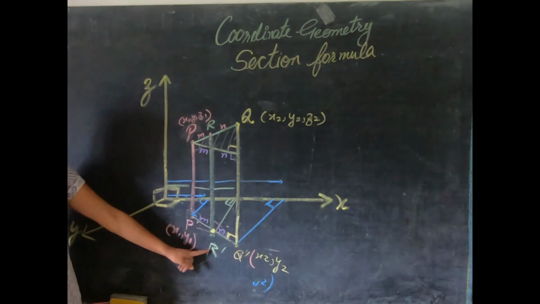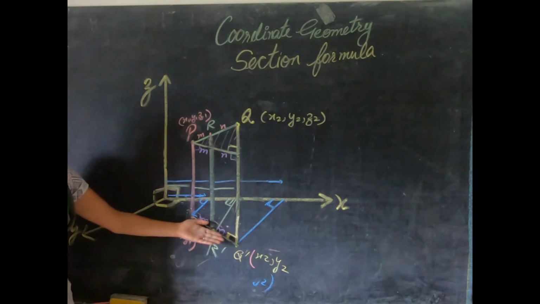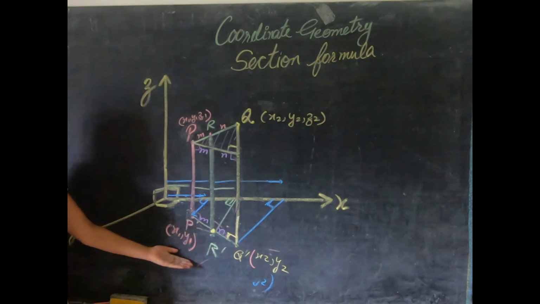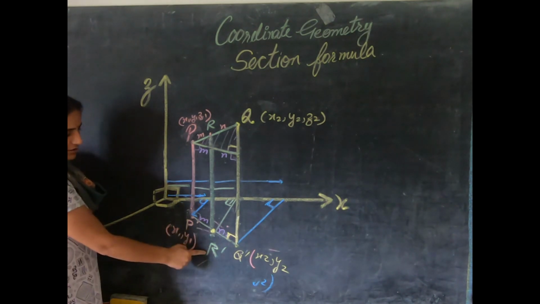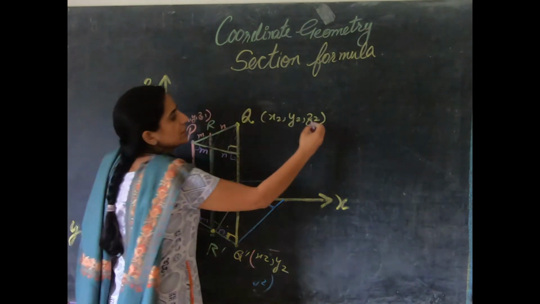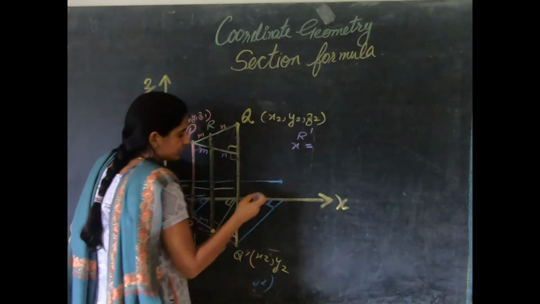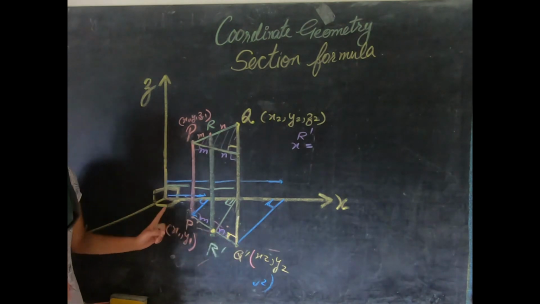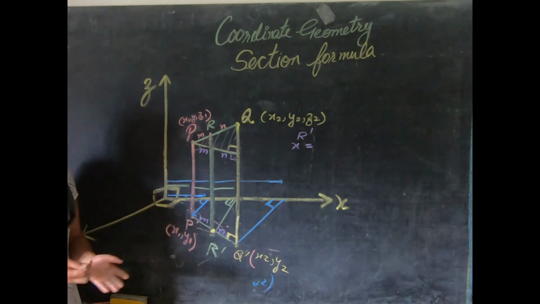So now, can we find out the coordinates of R dash? Yes, we can, because this is the XY plane and we know the section formula in the plane. So the X and Y coordinates of R dash can be found out. Okay, R dash, what is the X coordinate? You know, the formula is (M into X2 plus N into X1) over M plus N.